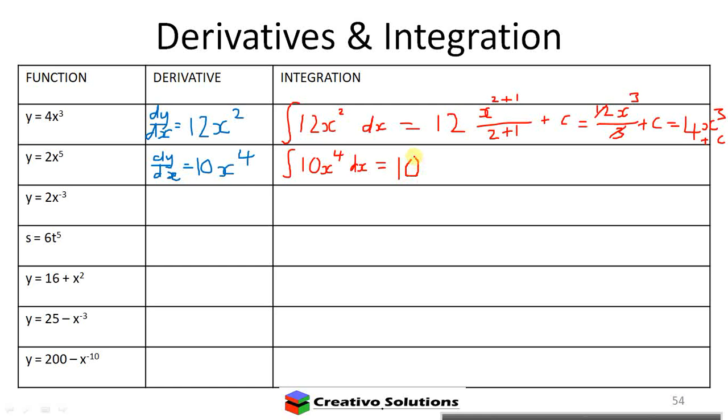Write down the constant, or the coefficient of the expression, that stays the same. x to the 4 plus 1, and then all over 4 plus 1. Right, plus C. Okay, so then I've got 10x to the 5 over 5 plus C equals 2x to the 5 plus C. Easy, right? Okay.